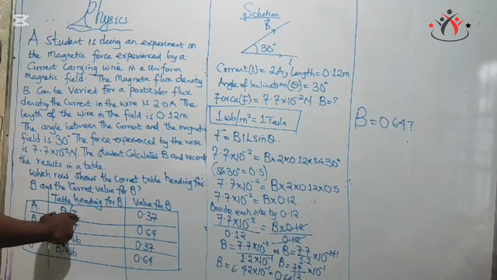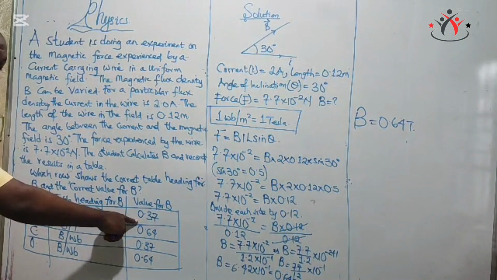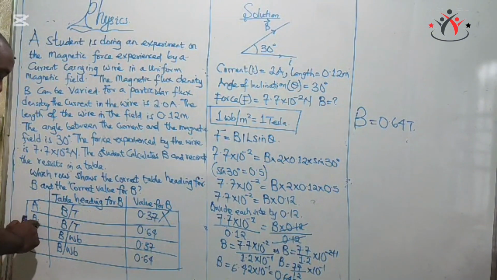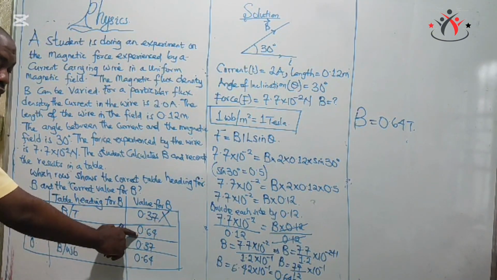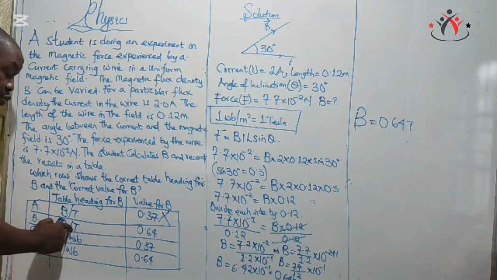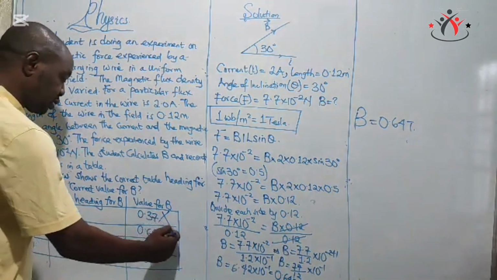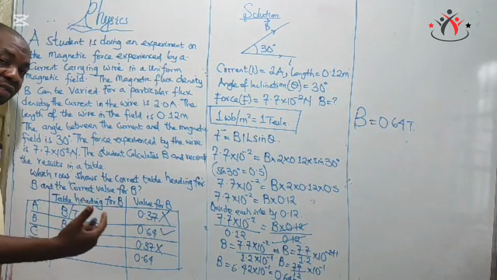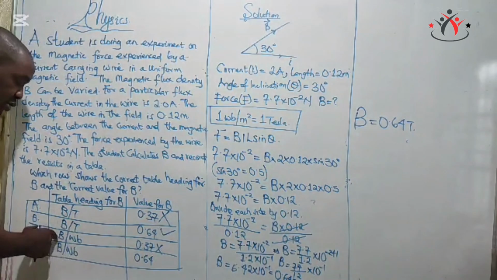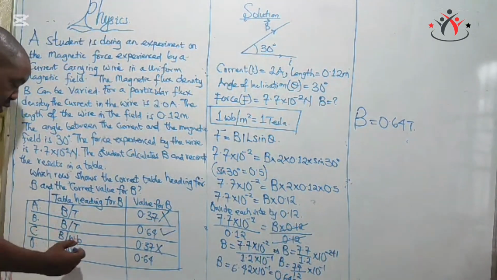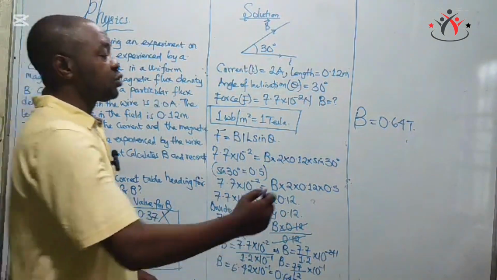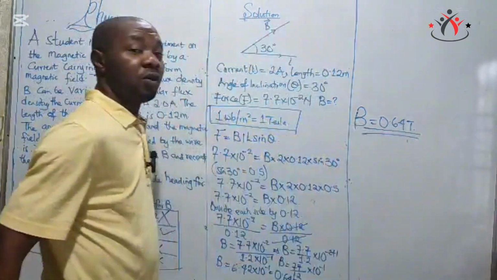So now let's check. For option A, the unit is Tesla, but the value of B in this case is 0.37, so this is wrong. For option B, the unit of B is Tesla, and we got 0.64 as the value of B, so this is correct. Another option is wrong because the unit of magnetic flux is Weber, not for magnetic flux density. Another is also wrong, and this is the answer. So the answer to the question is 0.64 Tesla.